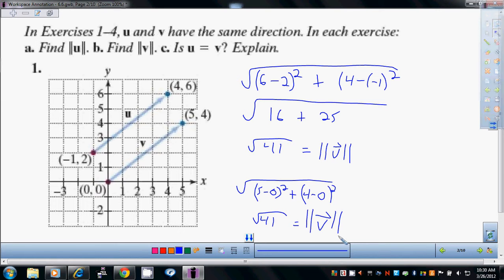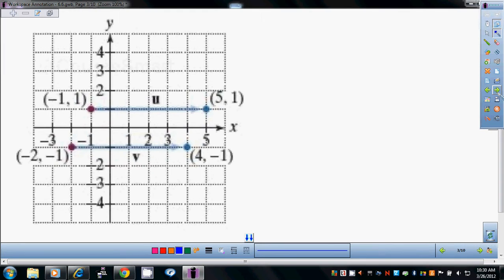Just the length. Magnitude is just length. Yep, exactly the same. Other questions about anything from this slide? All right. Next slide. Are those two vectors the same?